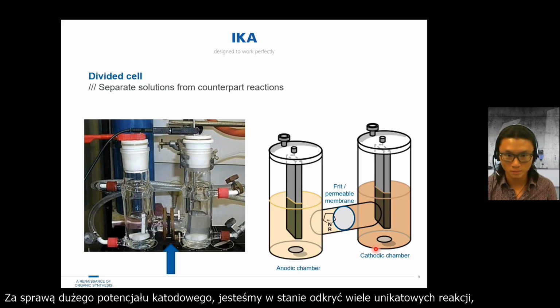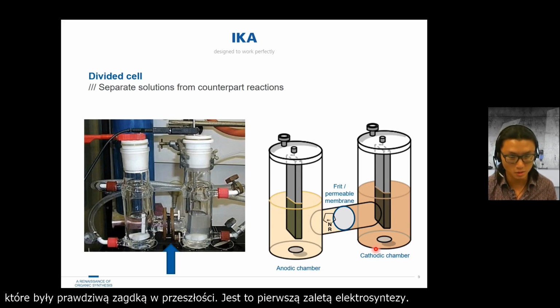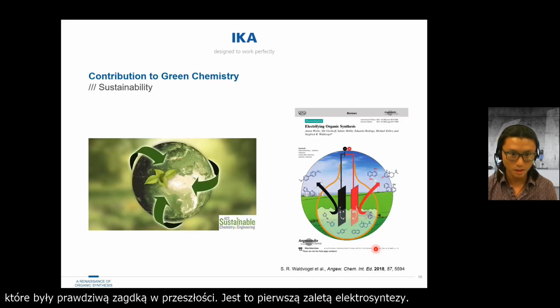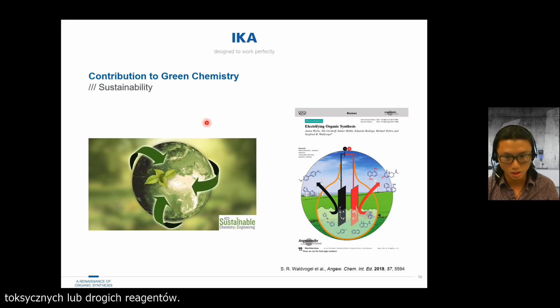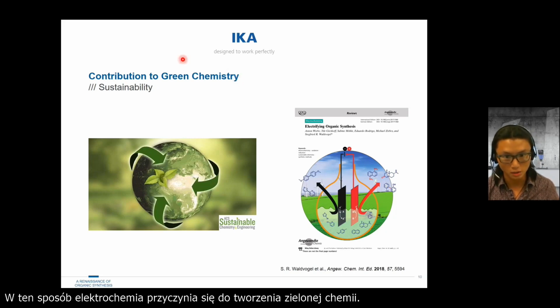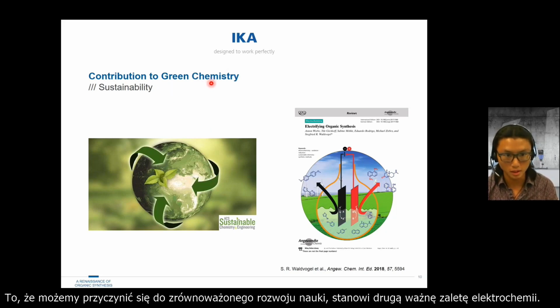Because of the strong catalytic power of electricity, people are able to discover a lot of unique reactivities that have been inaccessible in the past. And that is the first advantage of electrosynthesis. Due to the strong catalytic power, we are also able to circumvent dangerous or toxic materials or expensive reagents. That's how electrochemistry contributes to green chemistry, how we are able to improve the sustainability, and that is the second advantage.